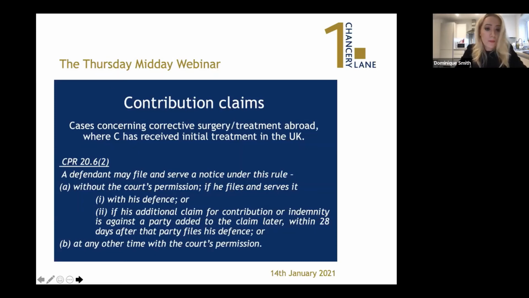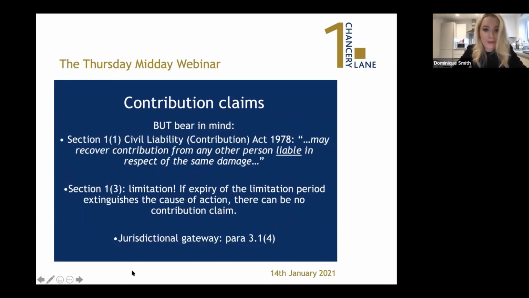Now, what you must bear in mind, and this is a slightly fiddly part of all of this, is that Section 1(1) of the Contribution Act essentially refers to you demonstrating liability. You can see on the slide that you may recover contribution from any other person liable in respect of the same damage. So there's a likelihood that you may need an expert report from a foreign lawyer demonstrating that. But you also have to be wary of limitation.